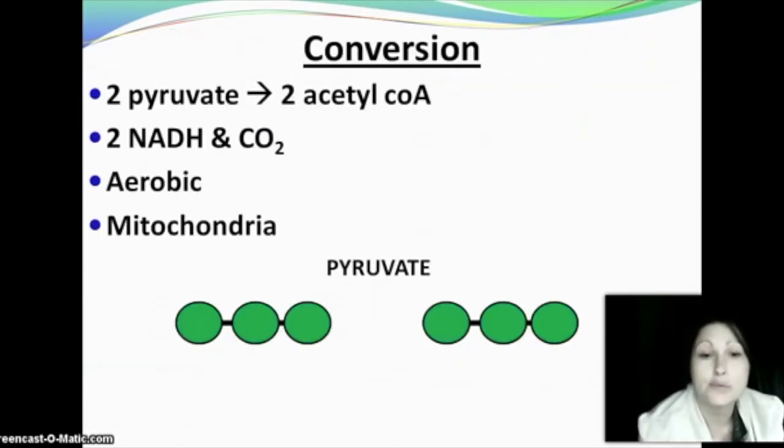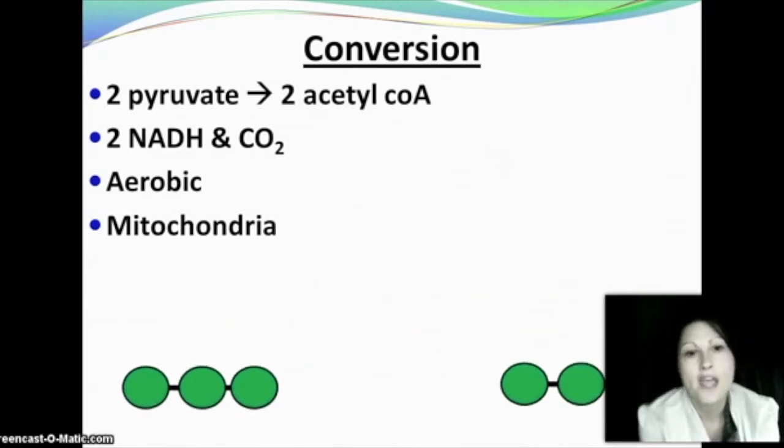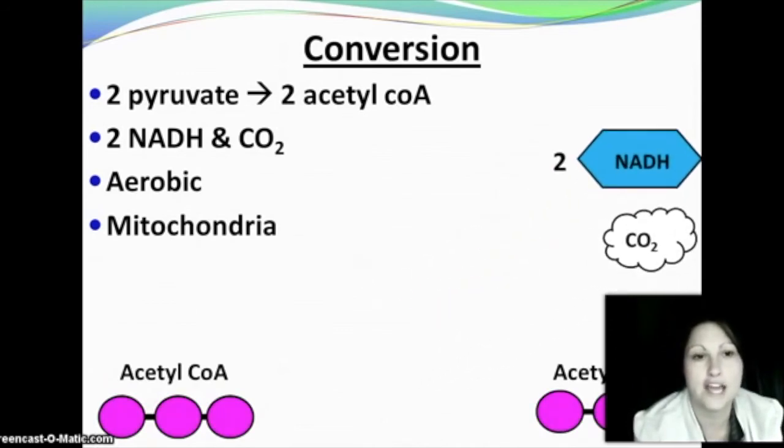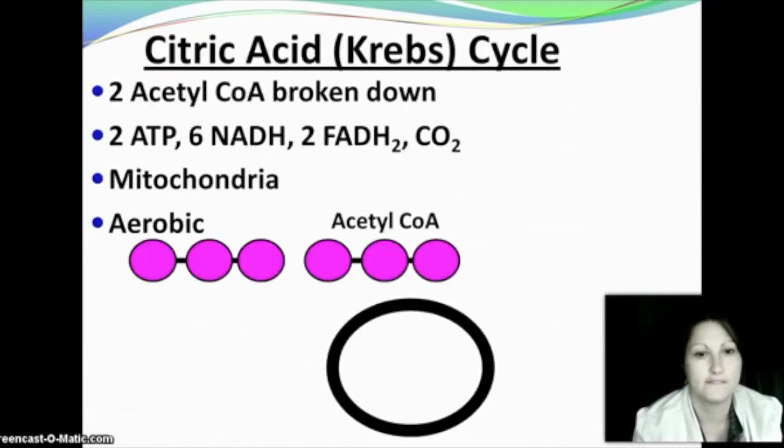All right, our next step, which is conversion. That pyruvate that we just made is going to turn into 2 acetyl-CoA. And during this step, you're going to generate 2 more of those little shopping carts, the NADHs, and carbon dioxide, which remember is our gaseous waste product. It's an aerobic step, so remember it requires oxygen, and if it's aerobic, it has to be in the mitochondria.